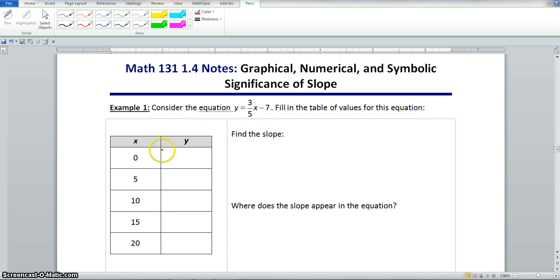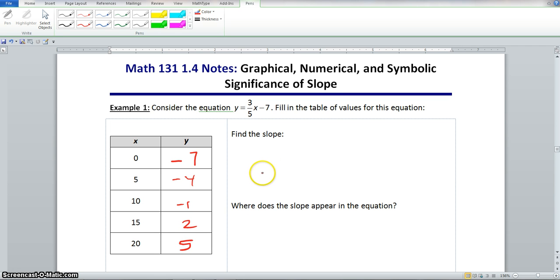So if we put in 0 for x, that will give us negative 7. And then if we put in 5 for x, that will give us negative 4. We substitute in 10 for x, that would give us negative 1. And if we substitute in 15 for x, that would give us 2. And finally, if we substitute in 20 for x, that would give us 5.